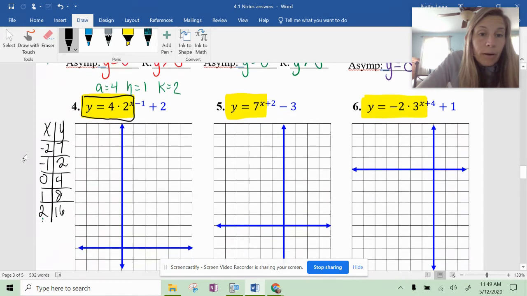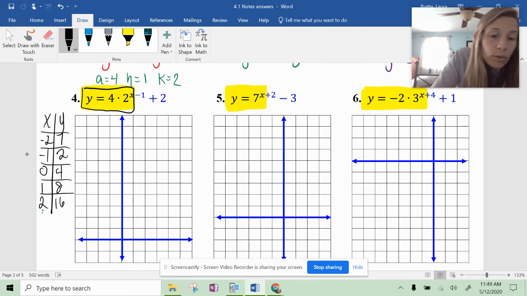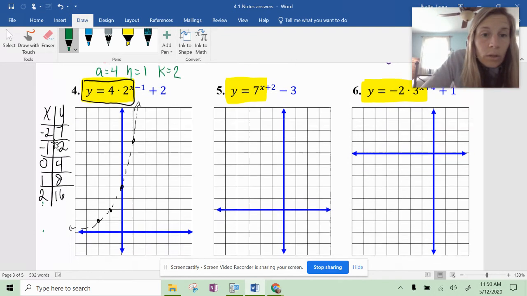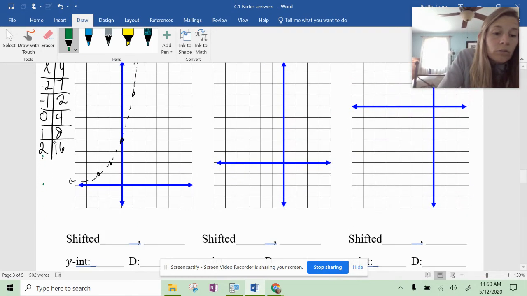So now I'm going to graph my parent function here with a black dotted line. So negative 2 and 1, negative 1 and 2, 0 and 4, 1 and 8. And that's really all I can fit because the rest would run off the graph. Now, because my h was 1 and my k was 2, h being 1 is going to shift 1 to the right, and my k being 2 is going to shift 2 up.